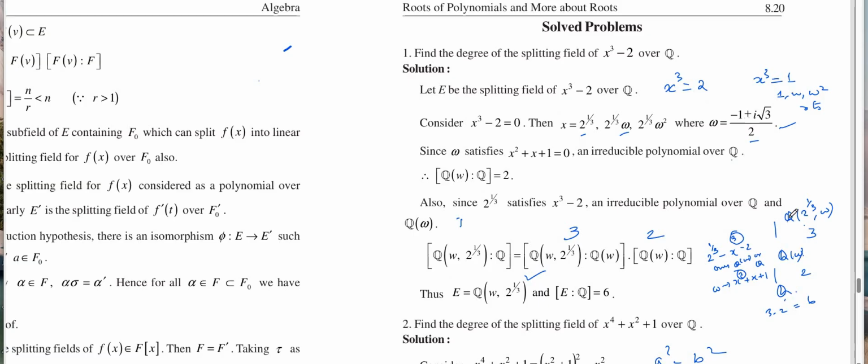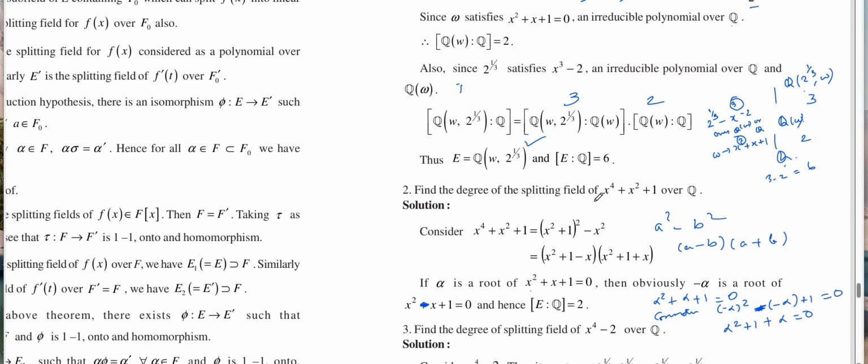But we want the degree of this over Q. So it is the degree of this over this into the degree of this over this. That gives 3 into 2, that is 6. So that is what is written here. If you take E to be the splitting field, then E is nothing but, in this case, Q of omega, 2 power 1 by 3. So the degree of E over Q is the degree of E over Q of omega into the degree of Q of omega over Q. So 3 into 2 gives you 6.